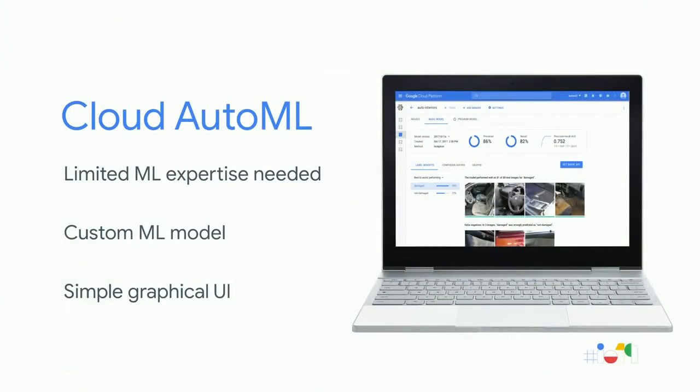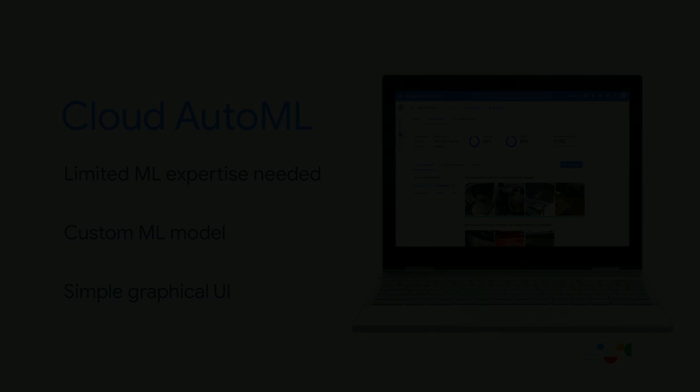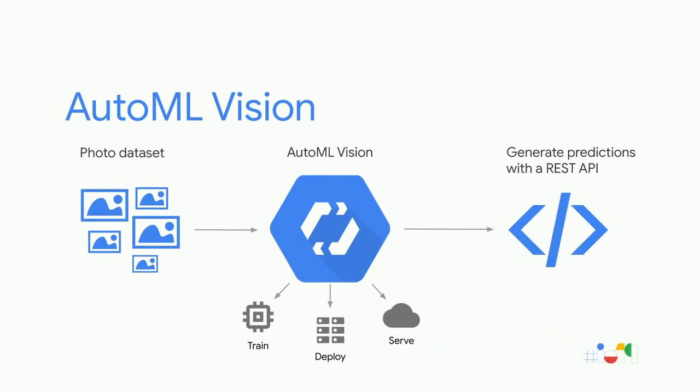This is huge, because it means that you can get custom-built models for your use cases, but you don't need any ML expertise. And we do all of this through a simple graphical user interface. So when we look at AutoML Vision, the way that it works is that you provide a labeled set of images, your photo data set.